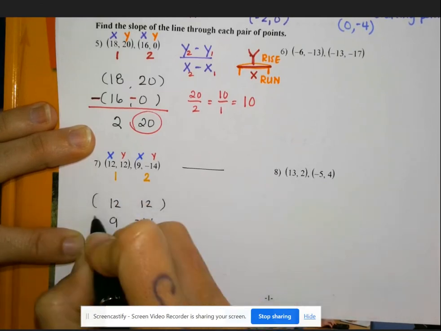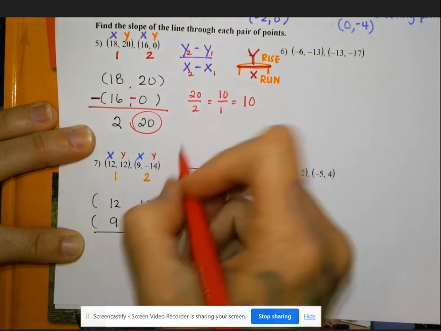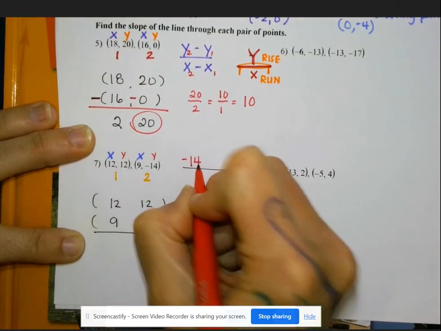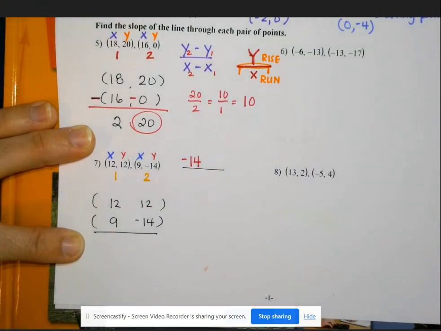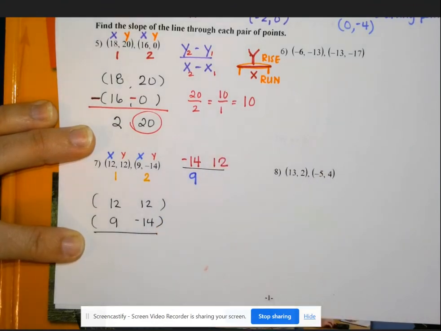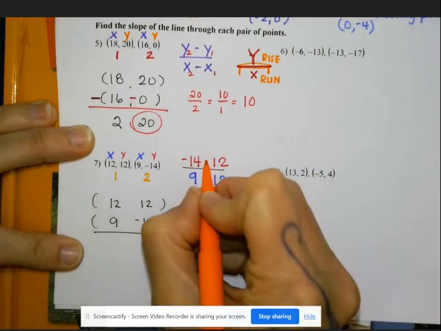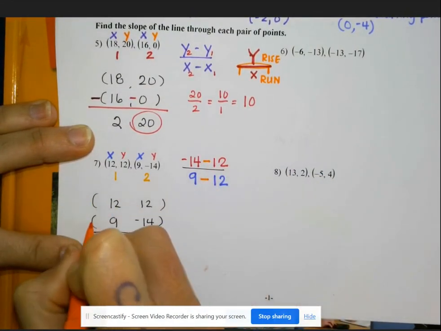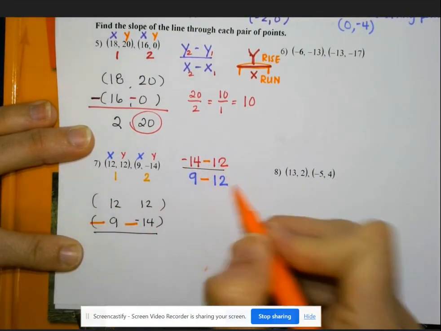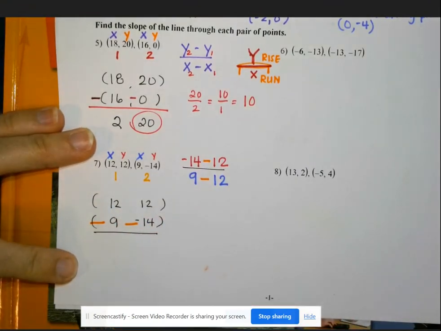It's our first coordinate, it's our second, so I'm going to stack them. And I'm going to take my second Y and my second X, and then my first Y and my first X, and we're going to subtract across the top, across the bottom, down the first column, down the second column.